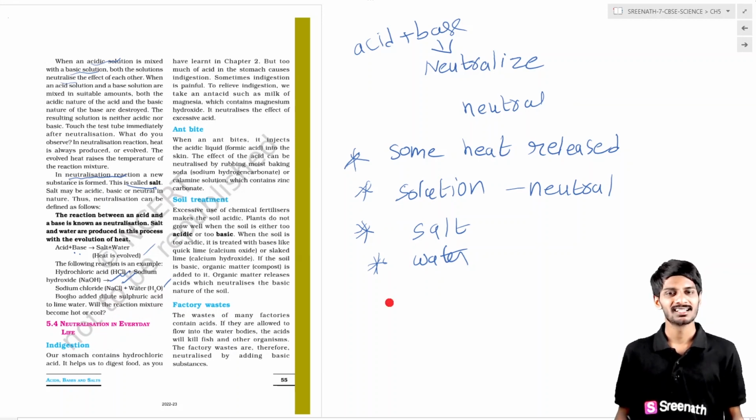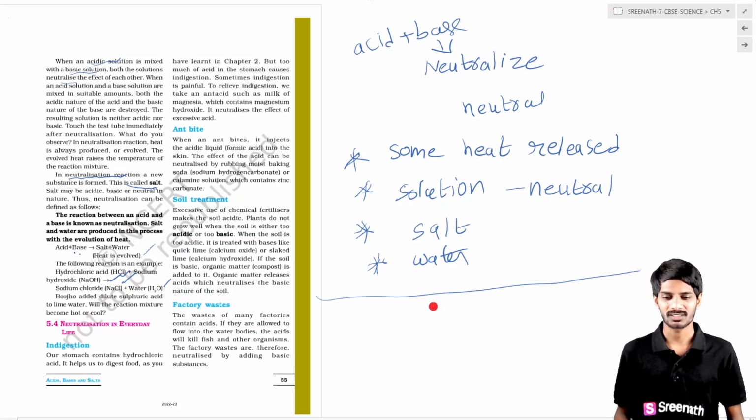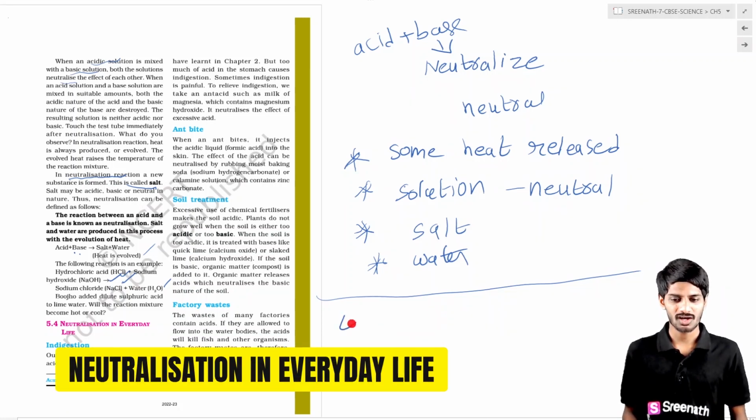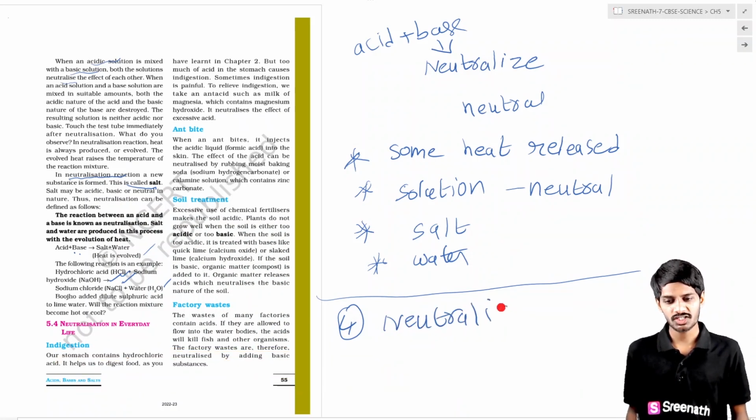That's it, students. We have completed the third topic. Now we are entering into the fourth topic. Basically, we have learned what is meant by neutralization: the reaction between acid and base is called neutralization. Now what we are going to learn is neutralization in everyday life.